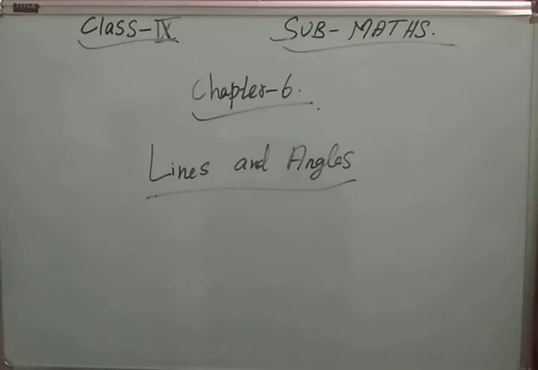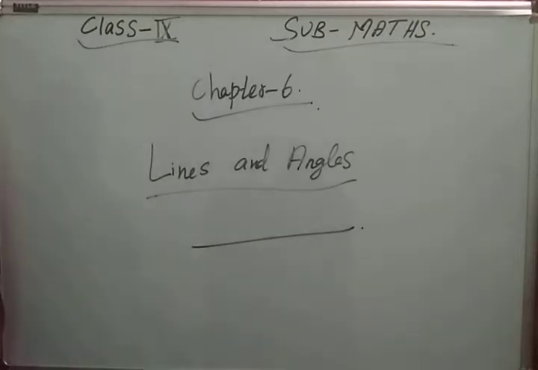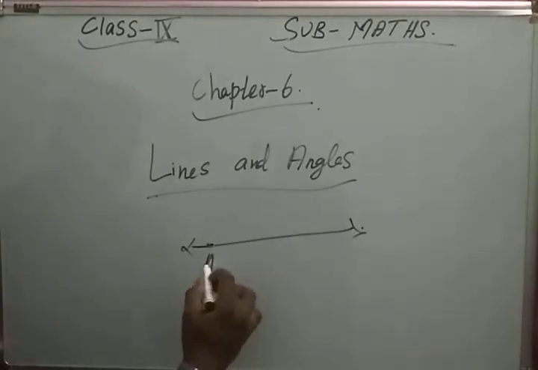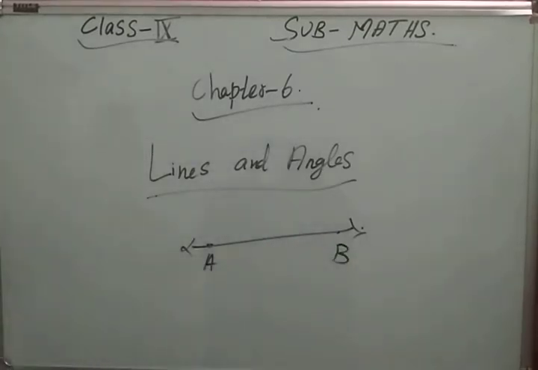Okay, first of all, line. What is a line? If anyone asks, we will easily say what is a line. This is a line which doesn't end. Both sides it goes on. Then what is a line segment? Here you keep one point A, then that is the point B. The part in between the two points is called a line segment.